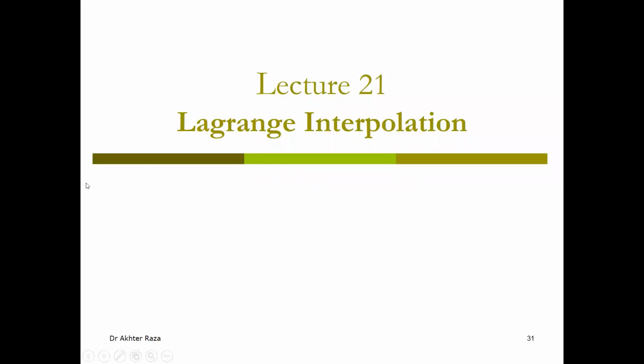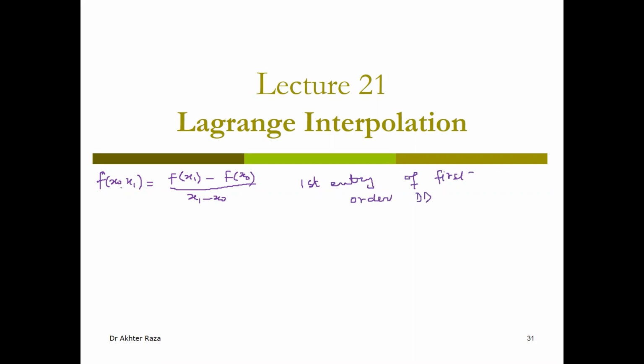The Lagrange formula can be derived by using the expansion. So as we initially expand f[x0, x1], this can be written as f(x1) minus f(x0) divided by x1 minus x0. This is the expansion of our divided difference. This is the first entry of first order divided difference. This is not second order, this is first order, because the order can be determined by the number of arguments minus 1. There are two arguments, minus 1, this is the order, and 0 plus 1, this is the first entry.